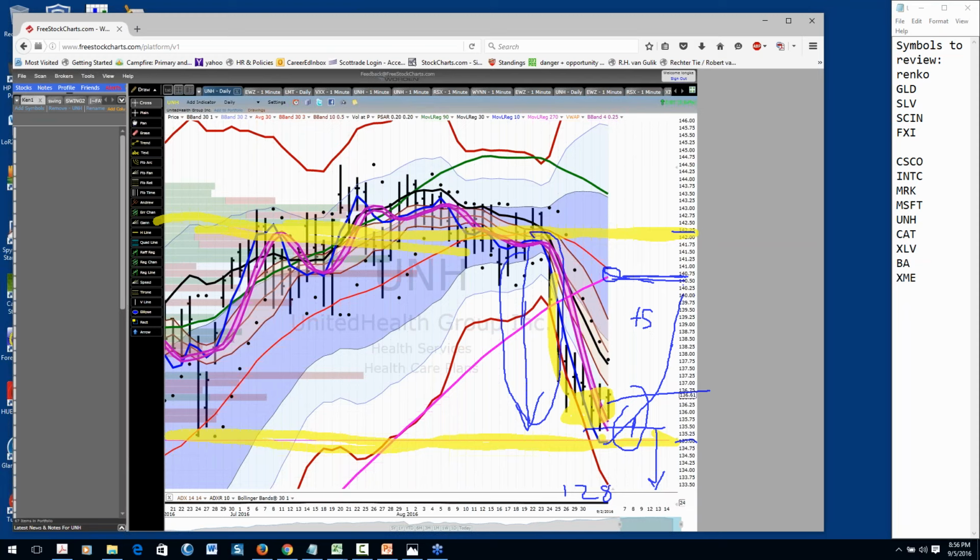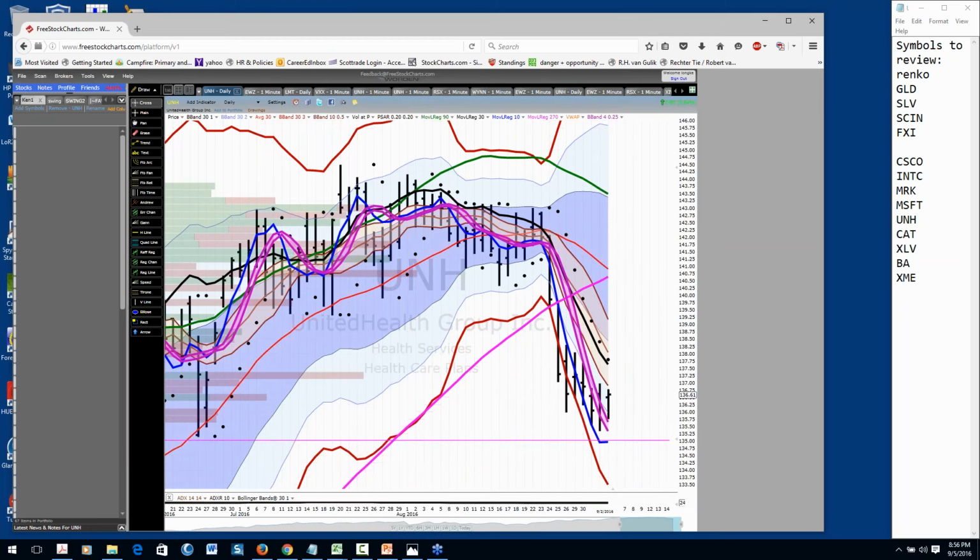Okay. So that automatically makes United Health an interesting candidate, because a strong move in either direction is possible, and a small amount of risk against that move.